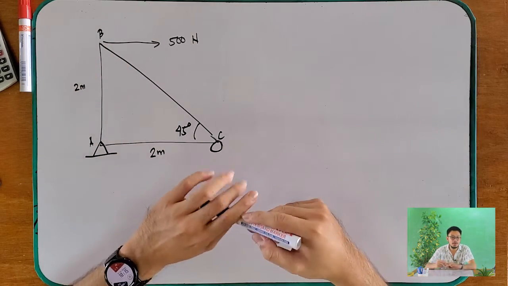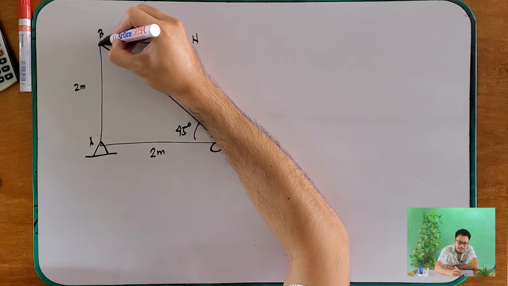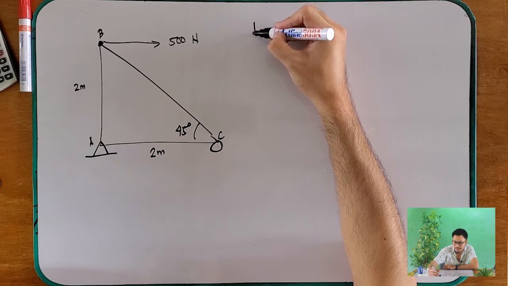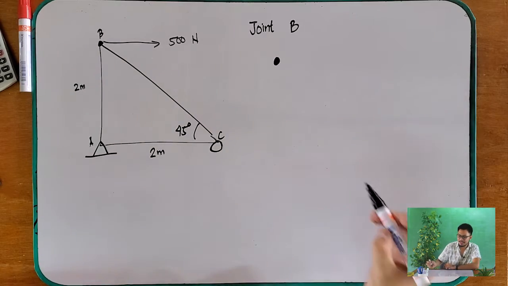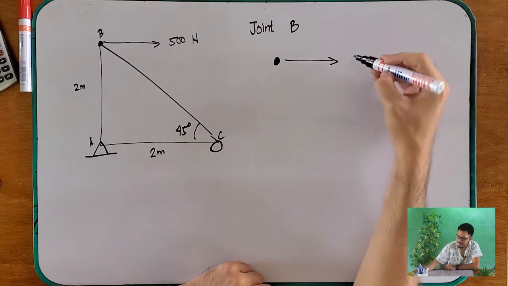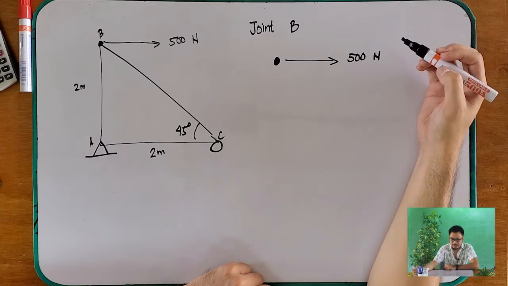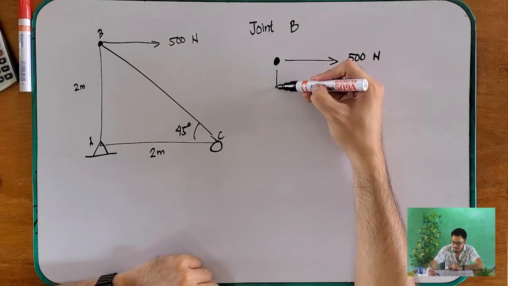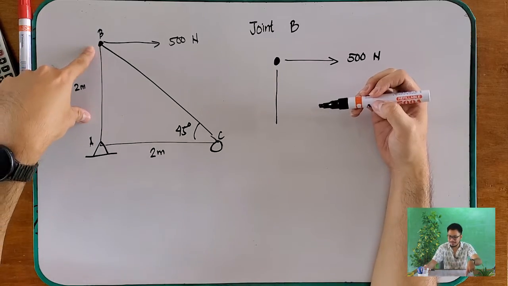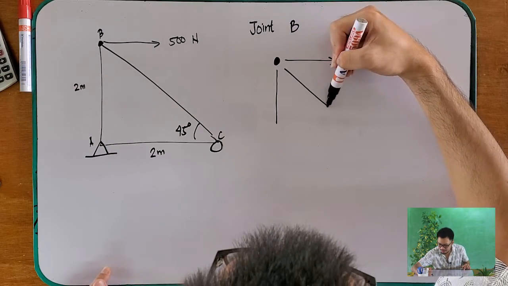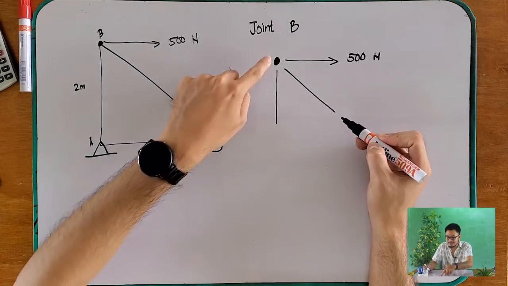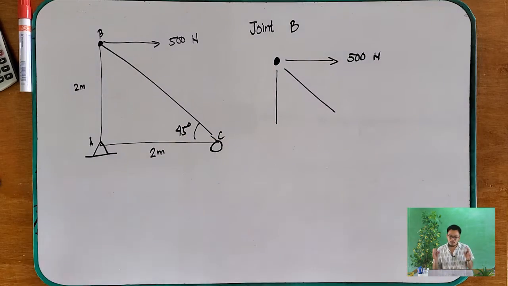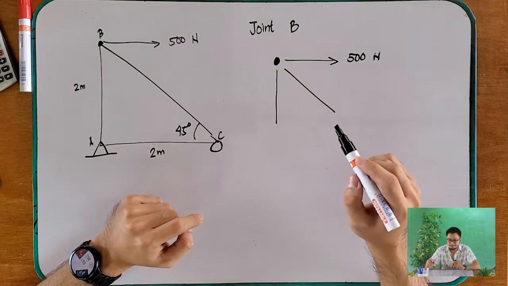So what are you going to do? When you are going to use the method of joints, then this one, this is your joint B. So ato i-draw ang free body diagram sa joint B. So di ba, this is your joint B. Ato na i-circle. And this is your 500 newtons nga force. Okay? And naa kay member AB, and napod kay member diri nga BC. So this is your AB and this is your BC. This is your joint B.